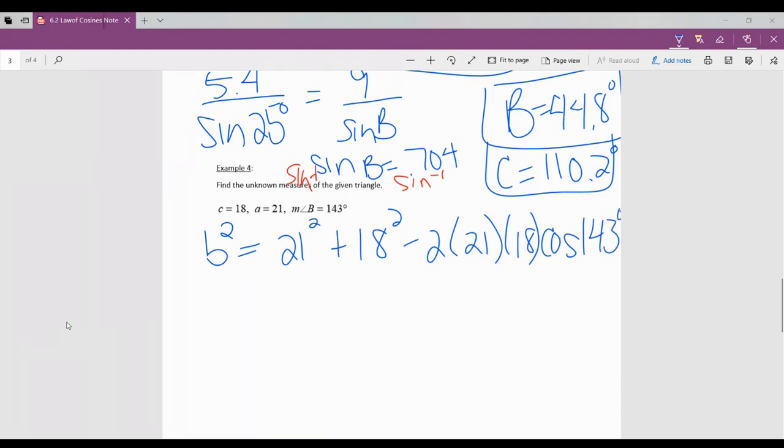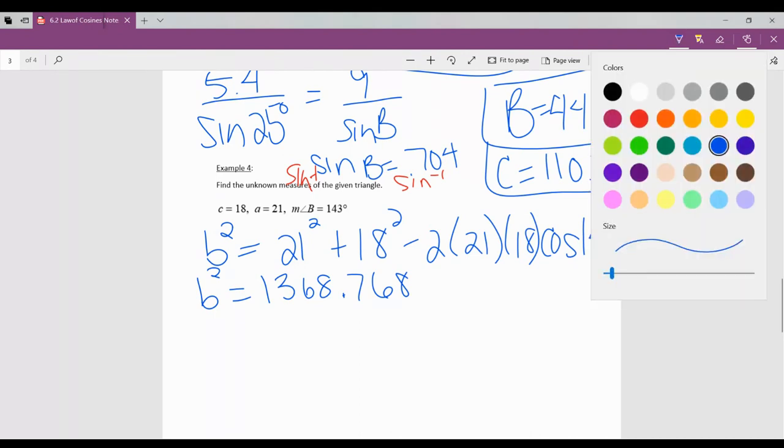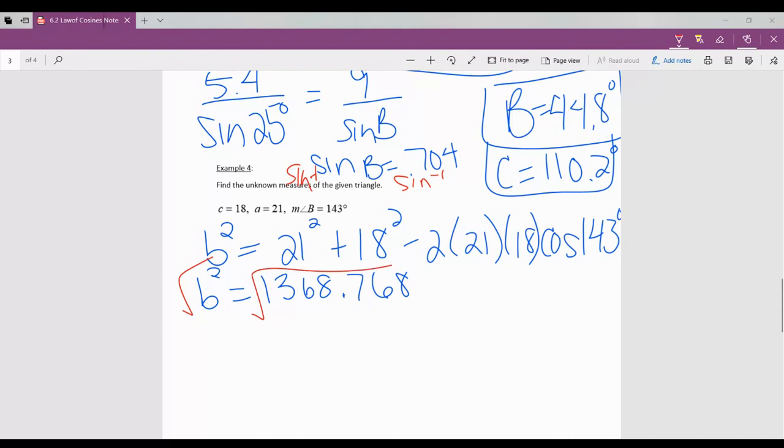Okay, so I'm going to do this in my calculator. So I get 21 squared plus 18 squared minus, in parentheses, 2 times 21 times 18 times cosine of 143. Close those parentheses twice, and I get B squared equals 1,368.768. That point is a little bit light to see. All right, now I want to solve for B, so I'm going to take the square root. And again, I don't do plus or minus because it's a triangle, so it's only the positive side. And I get B equals 36.996, so 37.